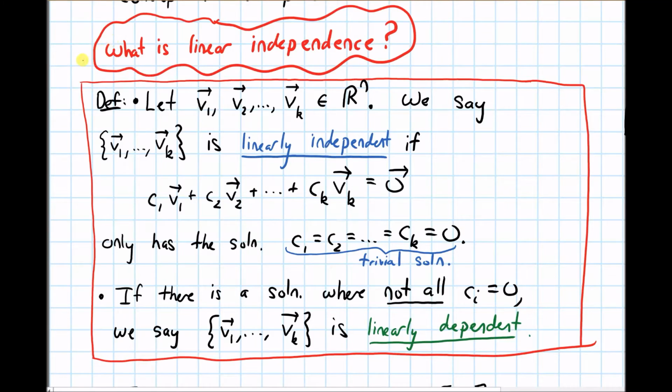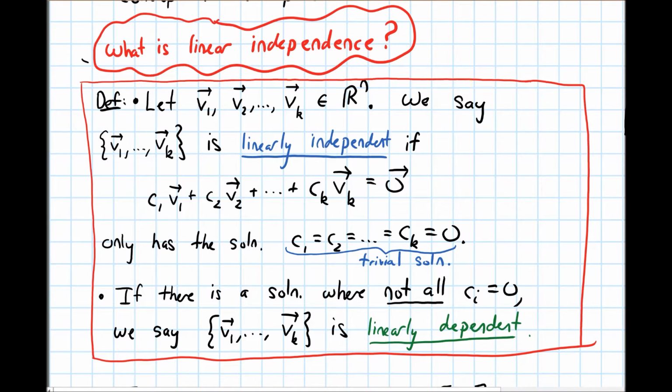In this video, we're going to define what it means for a set of vectors to be linearly independent, and we'll talk more conceptually about what that means exactly. Okay, so I'll begin with the definition. Let v1, v2, all the way up until vk be elements of Rn. So they're vectors that each have n entries.